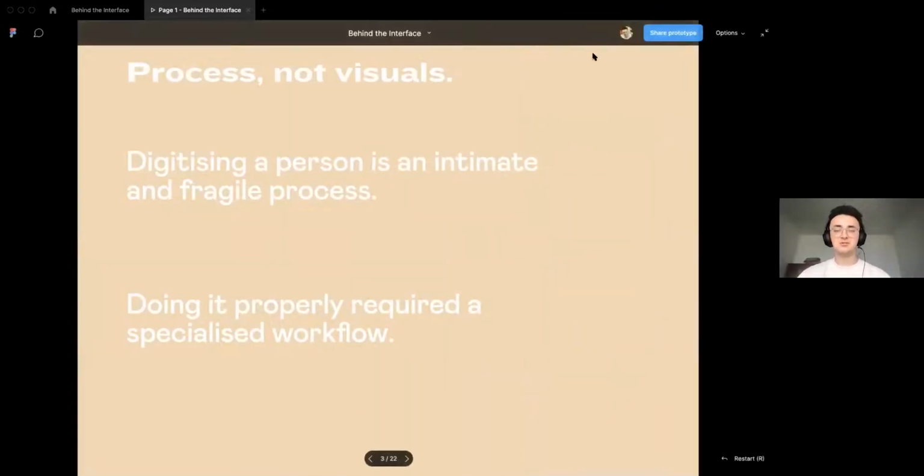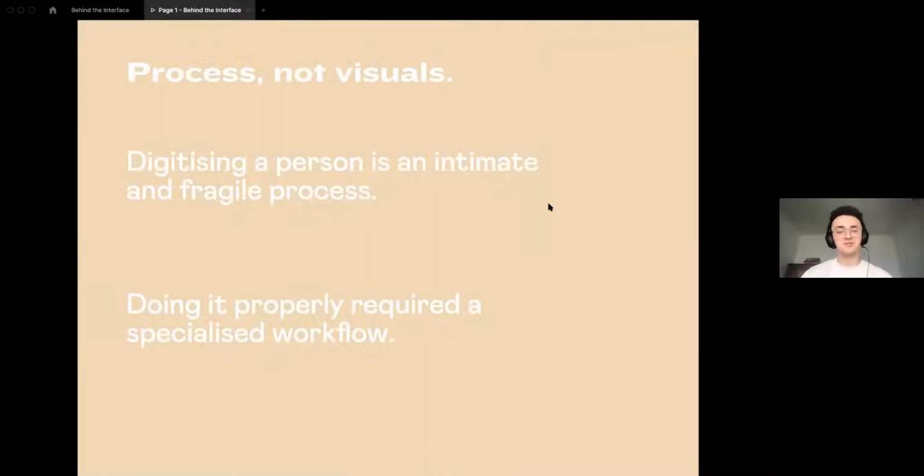And so this talk will mainly talk about the process as opposed to the visuals, because inherently turning a person into a virtual being is very intimate and very fragile. It's quite hard to make sure that you get it right and you represent the person correctly. And so with this in mind, I created this specialized workflow, a co-design process, which I'll talk about today.